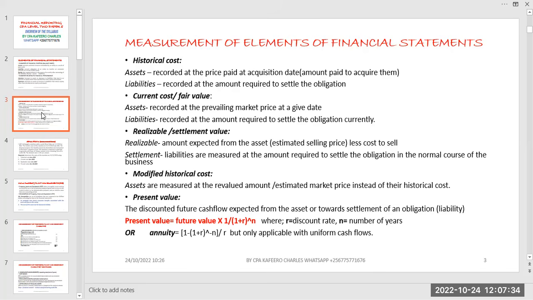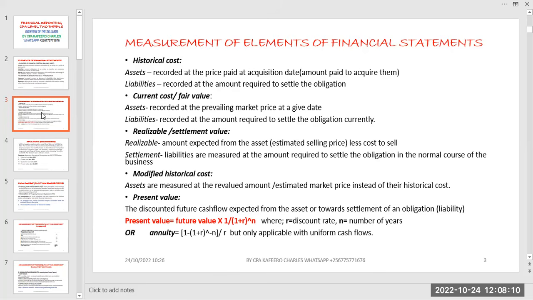The fourth one is the modified historical cost. It's modified, meaning we are changing the historical cost. Modified means we may be modifying it positively, or in a negative way. This is mainly about assets. We are saying assets are measured at the revalued amount or the estimated market price instead of their historical cost.